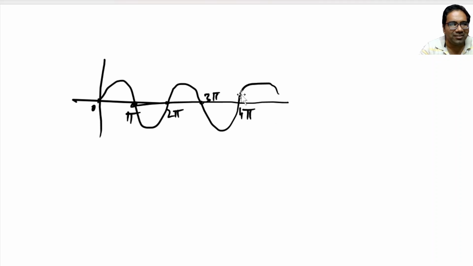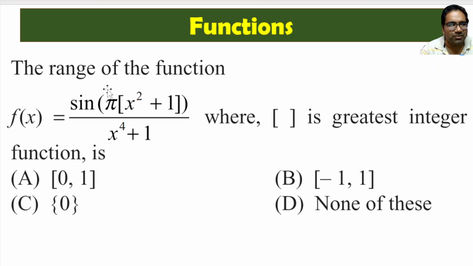What does that mean? The numerator in this function is always 0, irrespective of the denominator. We don't even need to worry about anything. Whether x is integer or non-integer, it doesn't matter. This function will always give sine of an integral multiple of pi, which is always 0. So the range of this function is 0.